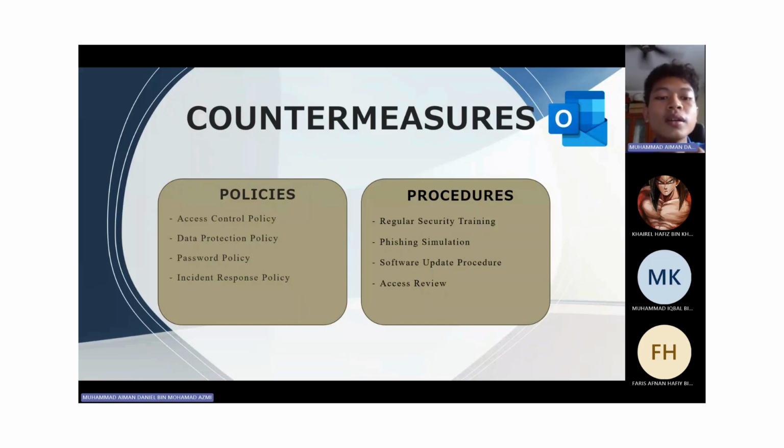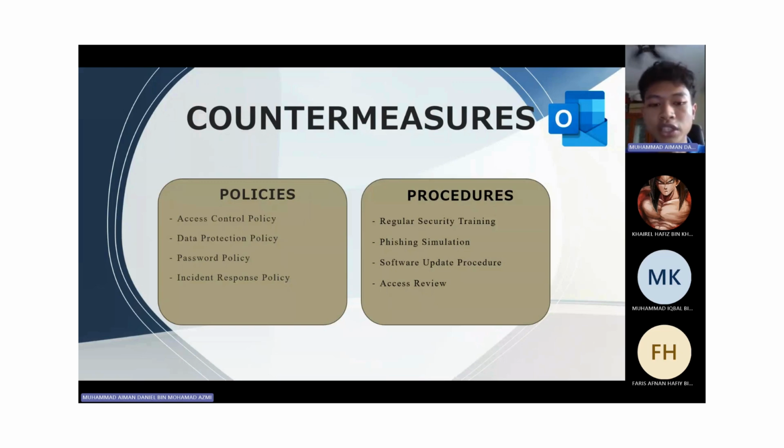And for the procedures, there are four different procedures that your company should implement. The first one is regular security training, then phishing simulation, software update procedure, and access review. For the security training, regular security training is to conduct regular training sessions to educate employees about phishing attacks, safe email practices, and other cybersecurity threats.